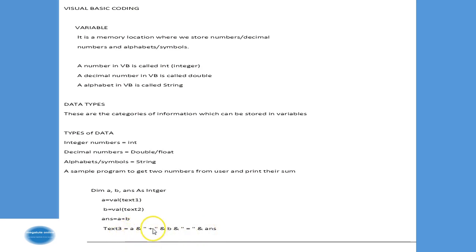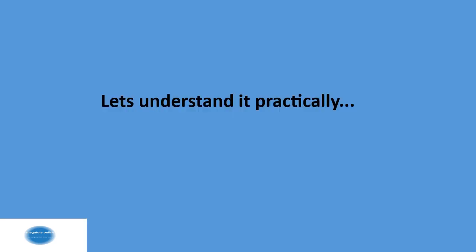The thing within the quotes plus, it will appear as plus, and b, the value of b, and equal to, as equal to, and an answer. So text 3 here I am using as a tool to show the answer also, but later on in most of the programs we will be using list box as our tool. Now we'll do it practically, and I'll show you the same program practically, and then we'll move further with other programs. So let's move on to Visual Basic.